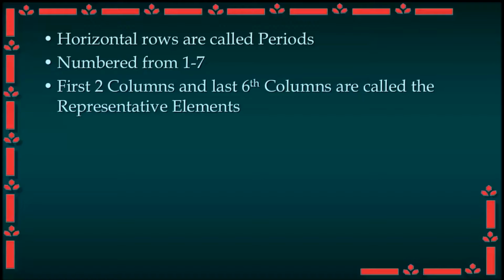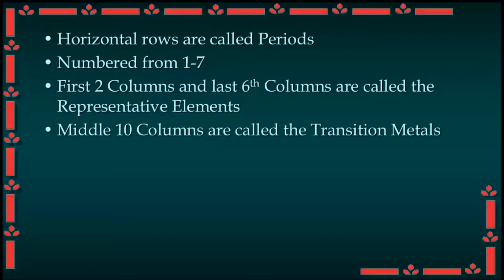First 2 columns and the last 6 columns are called the representative elements. So that middle section is called the transition metals.